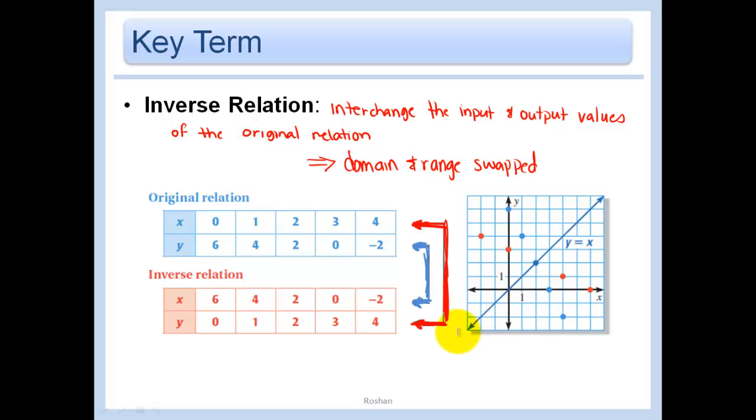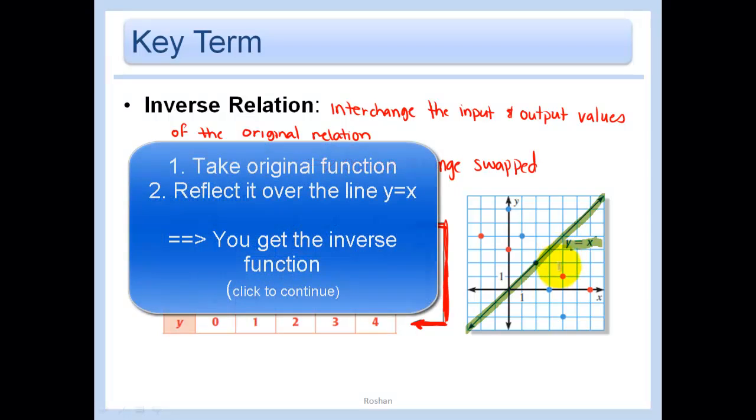One additional point that I want to make is looking at this picture here. You'll see that the original relation is the blue dots and the inverse relation is the red dots. And in this example, it's not super obvious, but when plotting the original function and plotting the inverse function, it is simply a reflection of the original function over the y equals x axis to get the inverse function. So keep that in mind, that a reflection of the original function over the y equals x axis gives us the inverse function.